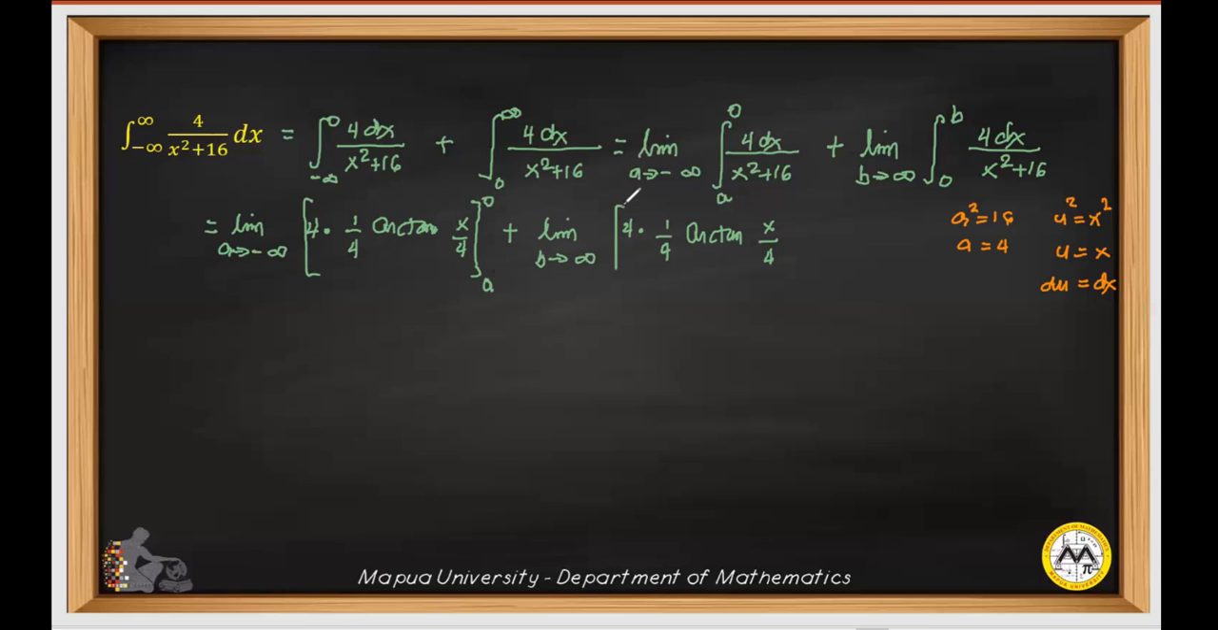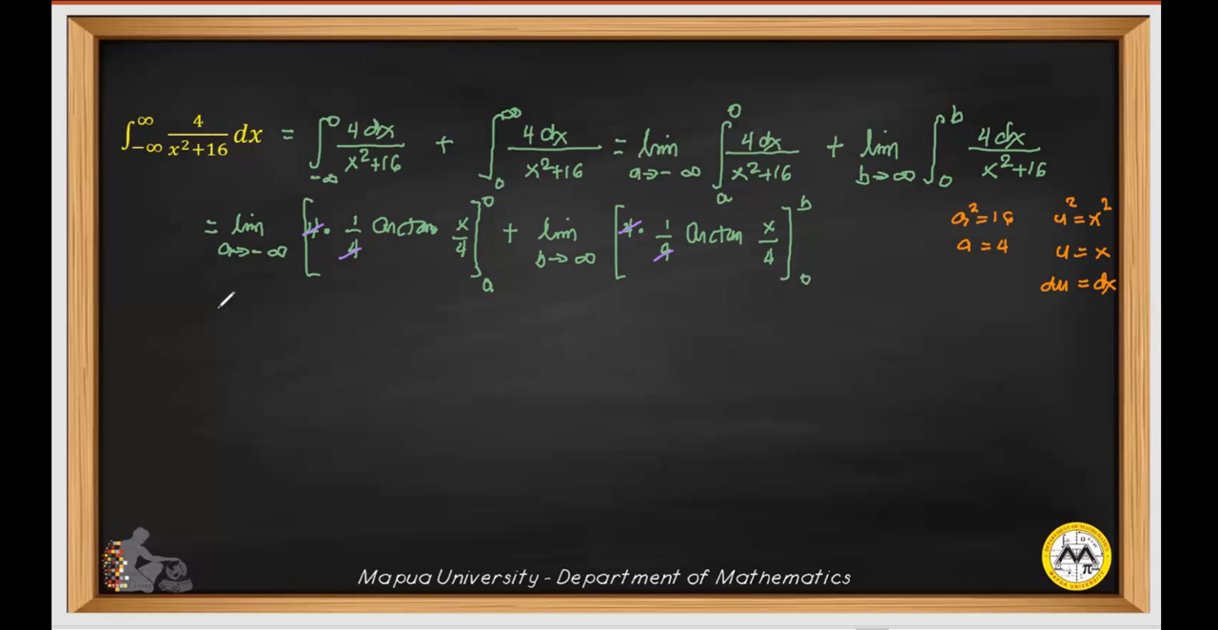Okay, and this one must be evaluated from 0 to b. Okay, so evaluating the resulting integrals from the lower limit to the upper limit, let me first do some simplification here. Okay, 4 times 1 over 4 will give us 1. Same goes here. 4 times 1 over 4 is equal to 1.